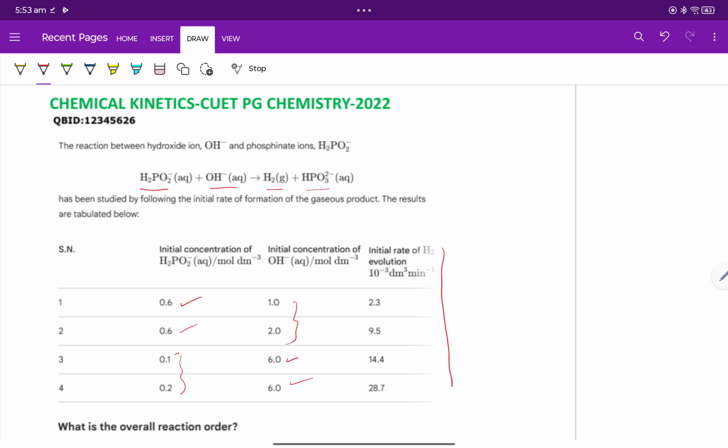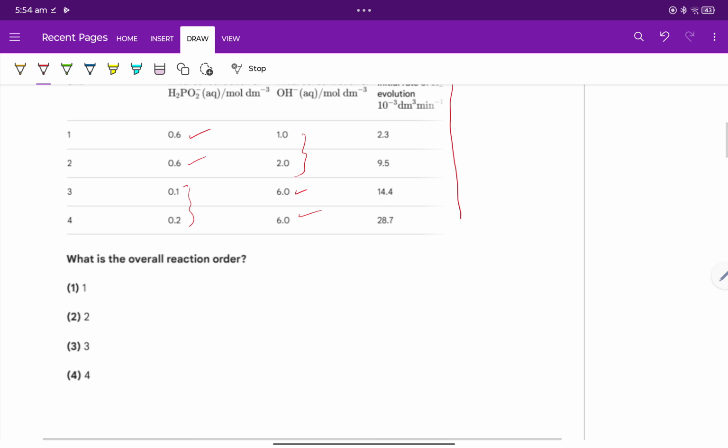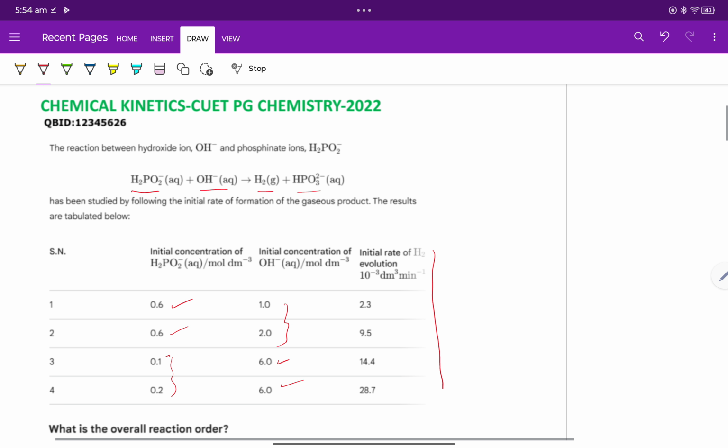This is a very important problem, and your options are here. What is the overall reaction order? Whether it is first order, second order, third order, or fourth order. This type of question usually comes in JAM also. So let us solve it in a better manner. Let us see, for all these we can write the rate equation also.